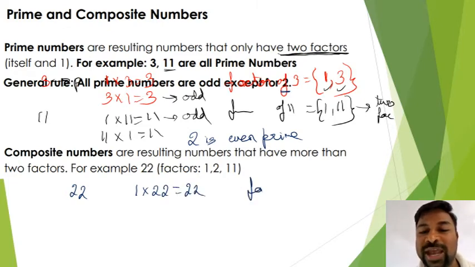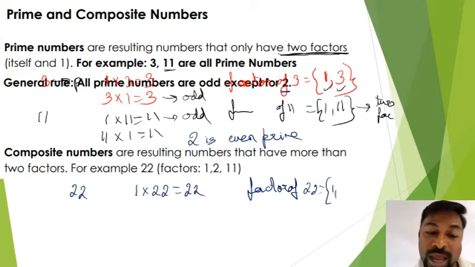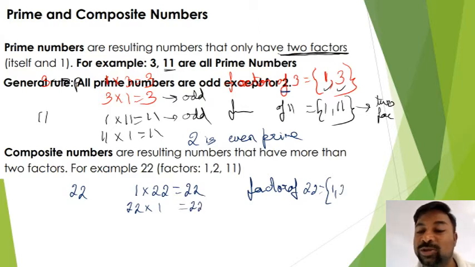So what are the factors of 22? The first number is 1, it lies in the one table. Of course, 22 ones is also 22, meaning it lies in the one table and also in itself, 22. Is it going to lie in any other table? Let us check it out.